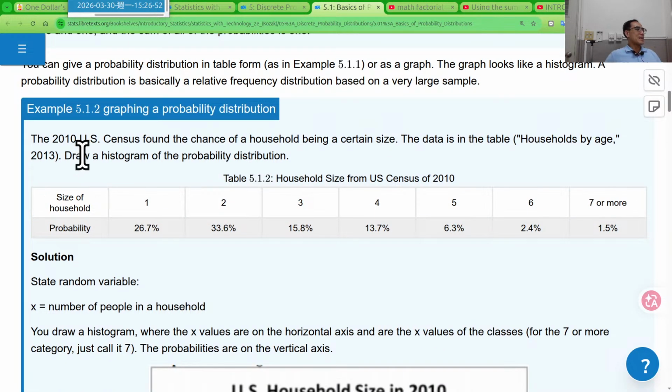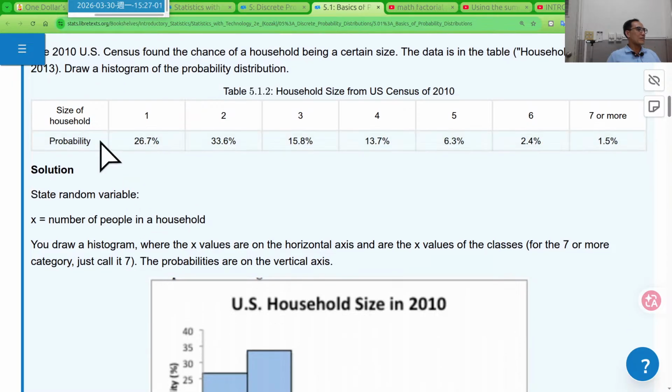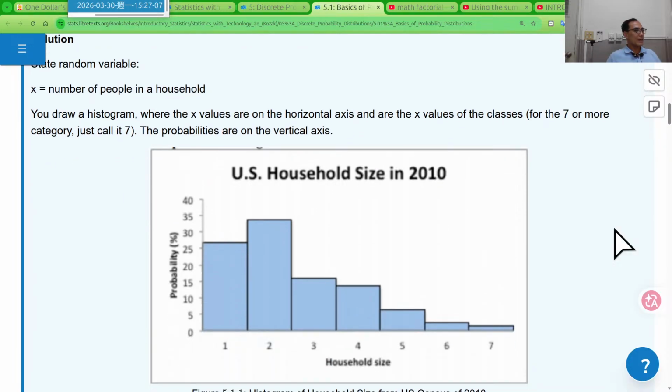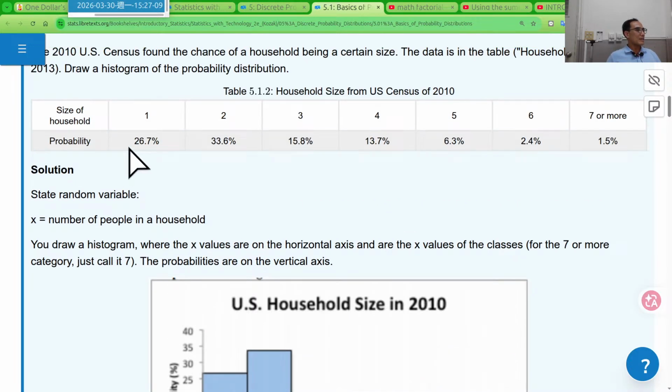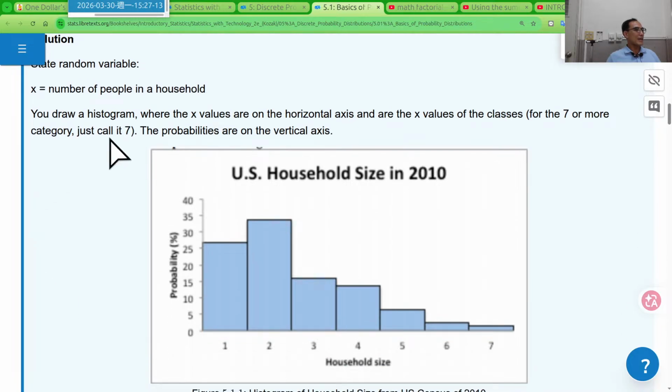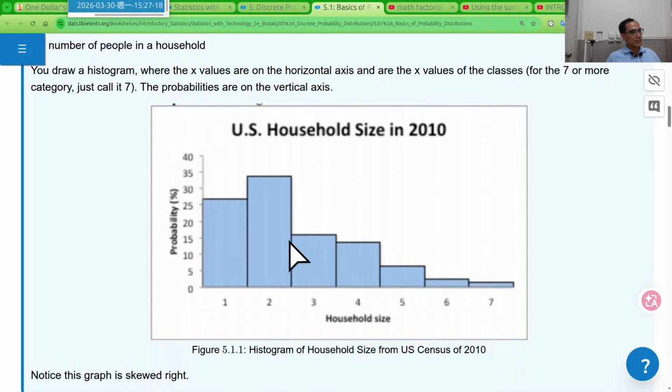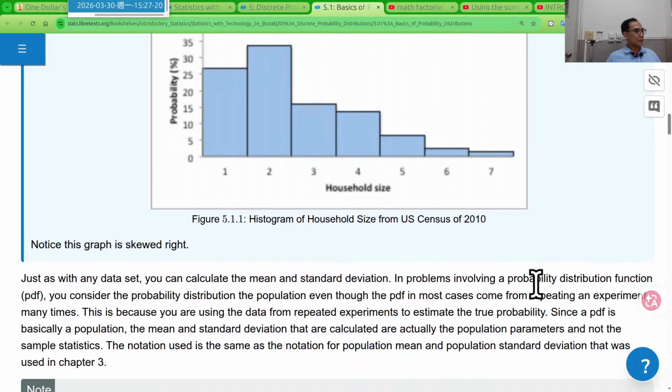And here, example 5.1.2, graphing a probability distribution. How to graph this? Check here. The size of household: 1 person, 2 people, 3, 5, 6, 7, and the probability here. And we can draw the picture like this. Notice the graph is skewed right.